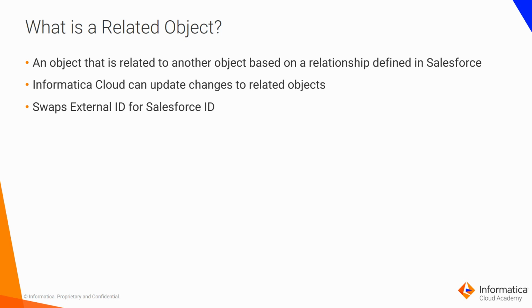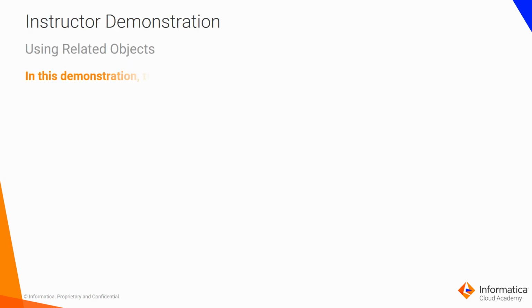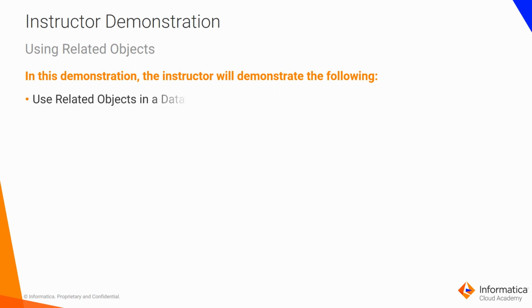If the relationship does not exist in your source data and you want to create it when you synchronize the data into Salesforce, then there are other features you can use, such as a lookup. We will discuss lookups in a later module. I will now demonstrate how to upsert a list of contacts into Salesforce and use the Related Objects feature to tie the contacts to the appropriate accounts.